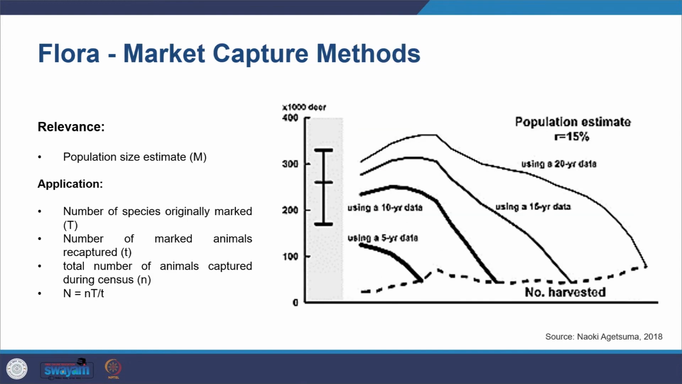Another type is the mark-recapture method. Here you estimate the population size. You look at the number of animals originally marked, the number of marked animals recaptured, and the total number of animals captured during the census. So that is how you work it out. It involves capturing a portion of the population at some later date, sampling the ratio of marked to total animals caught in the population. Based on that you work it out.